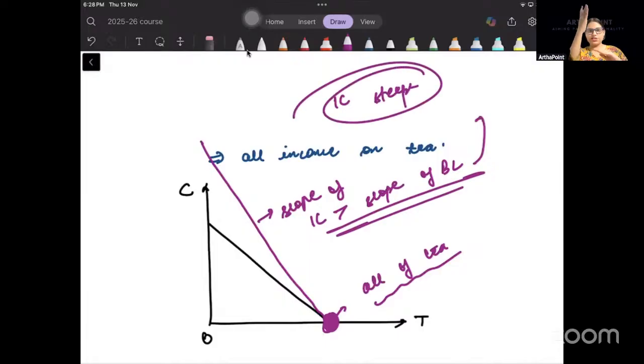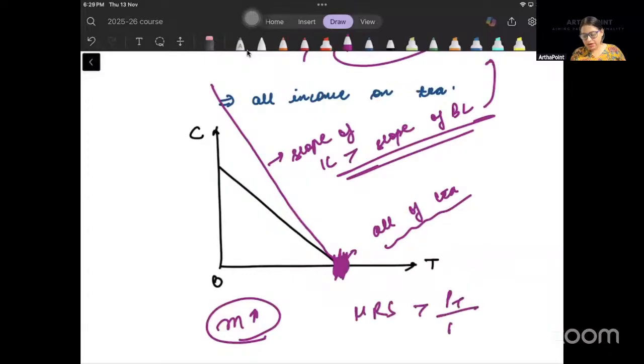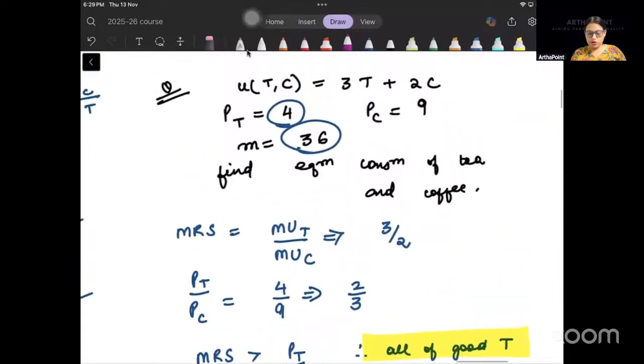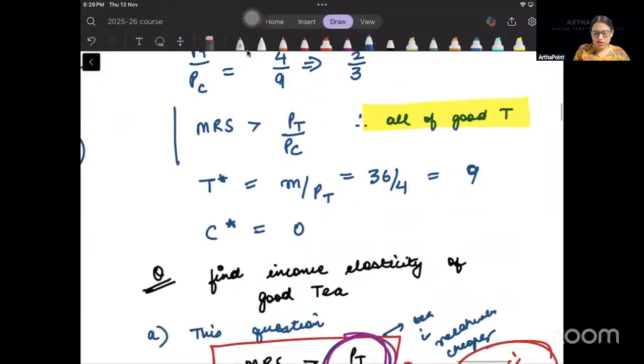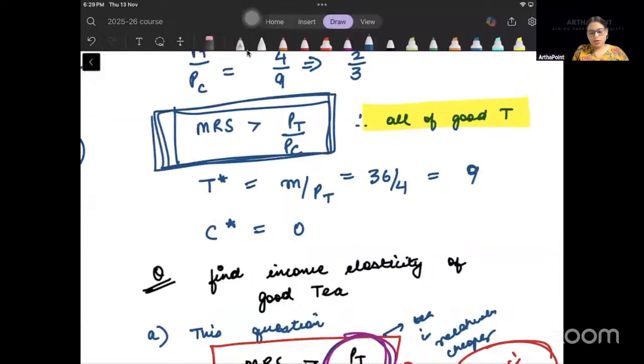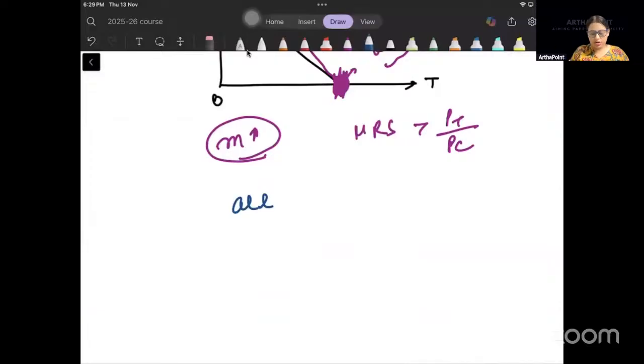है ना? तो indifference curve steeper है, budget line flat है, I get my equilibrium consuming all of tea. अब when I am consuming all of tea and my income increases, तो income change हो रहा है ना? Nothing is happening to price. So I still will have the condition that MRS will be greater than PT by PC. So if tomorrow someone tells me your income is not 36, your income is 72, what matters? Ye ratio to unchanged, right? This ratio is unchanged. So when my income would have increased, I would have spent all my income on this T only.